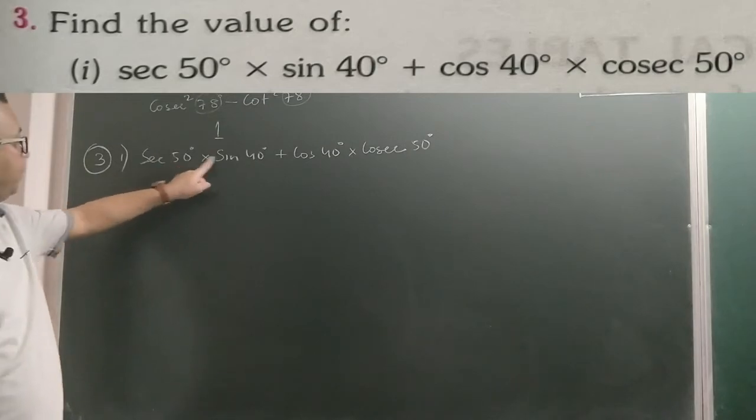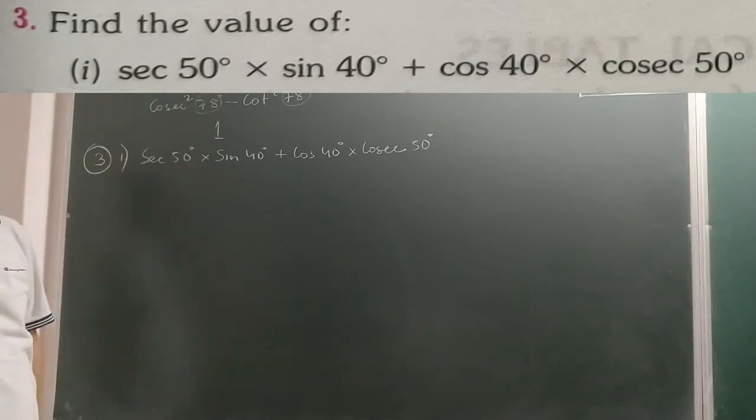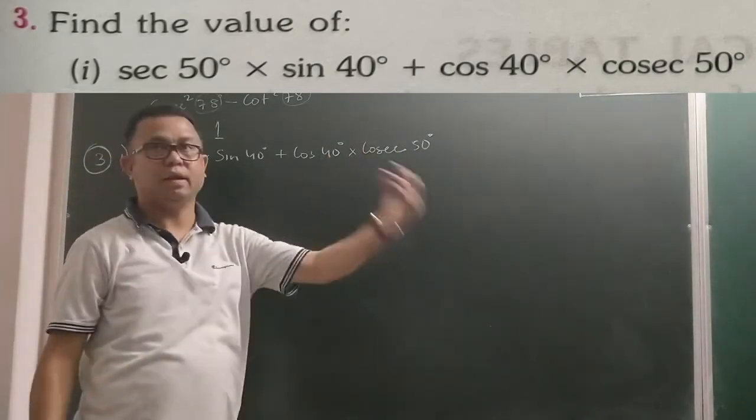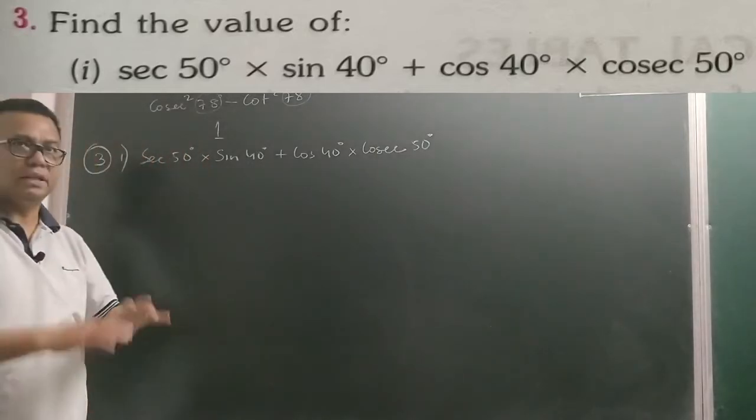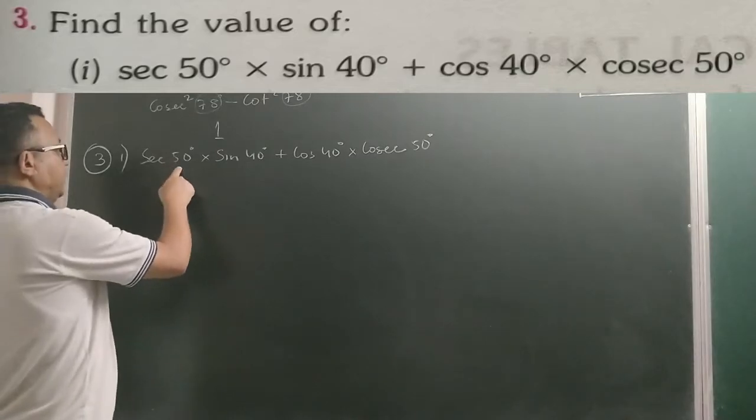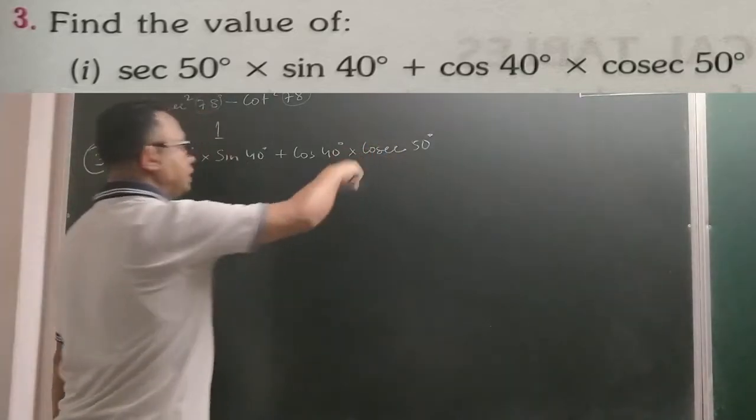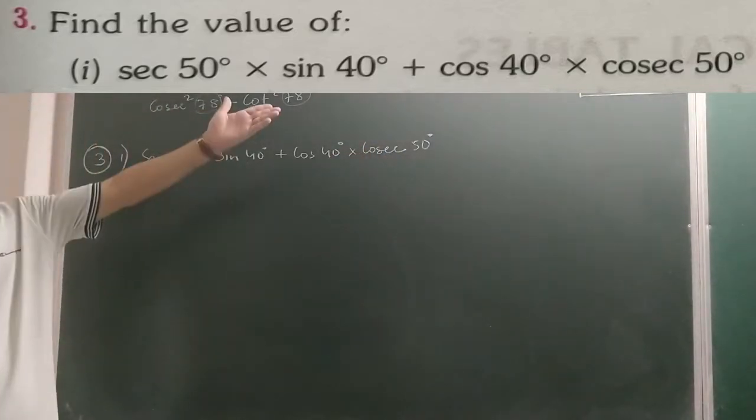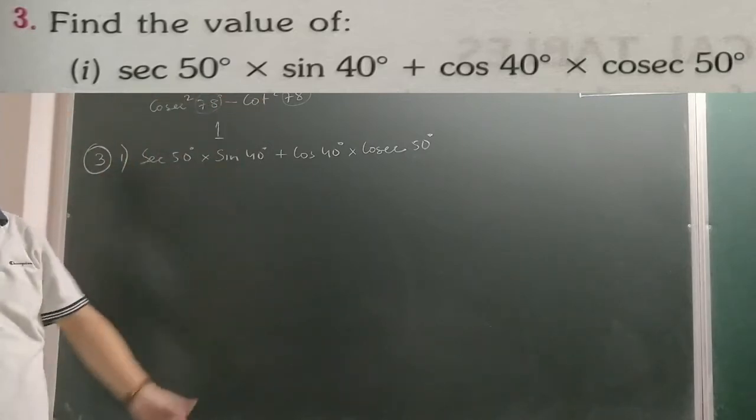Okay, 50, 40, again they are complementary, again 40, 50, they are complementary. So change one of them. As far as possible, try to make all angles the same. So let me make this 50 into 40, this 50 also I'll change it into 40, so that in some cases we can apply that formula. So let's try to change everything into the same angle.